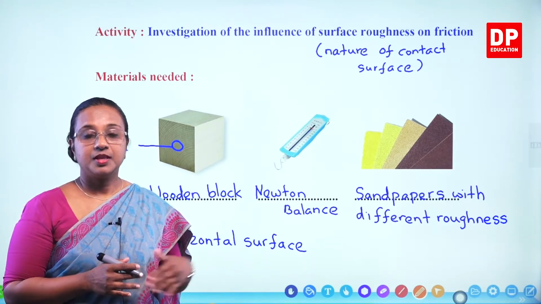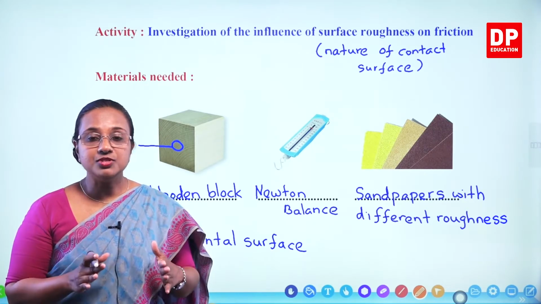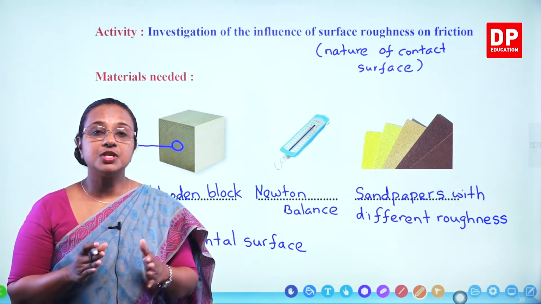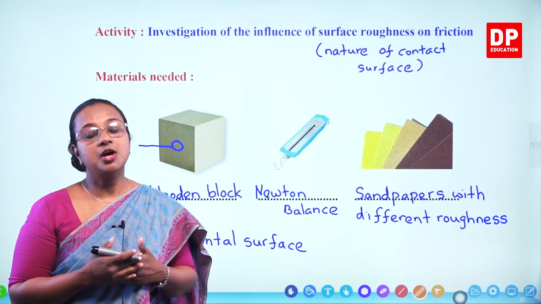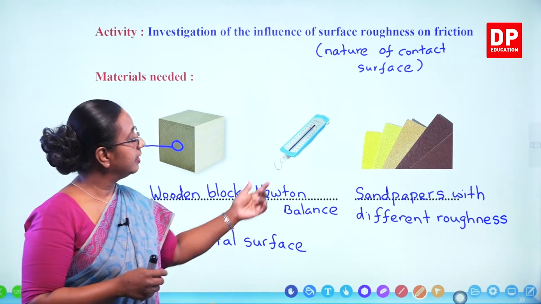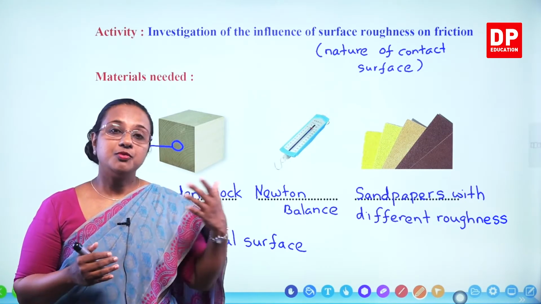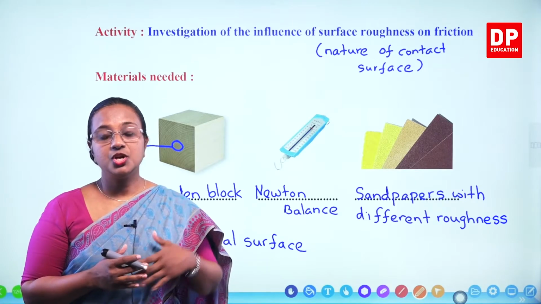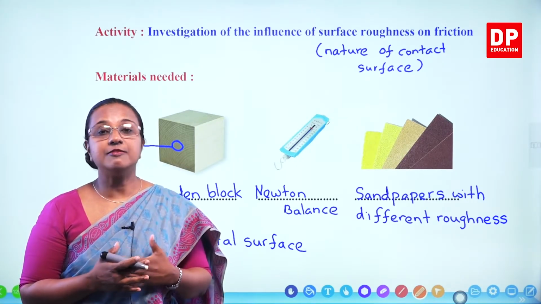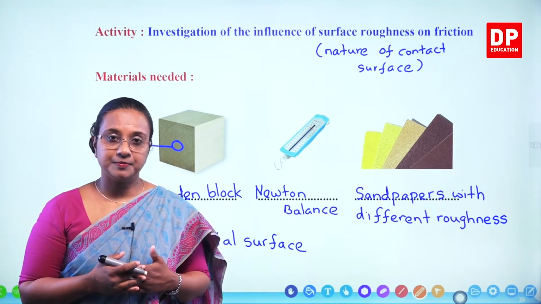And from the previous activity, you know the Newton balance reading gives you the limiting frictional force, because that is the force needed to just move the block. Then we repeat the activity with a sandpaper with a slightly higher roughness. If you have more than 2 types of sandpapers, you can repeat it again and again and get the reading of the limiting frictional force. This is one way of doing this activity.